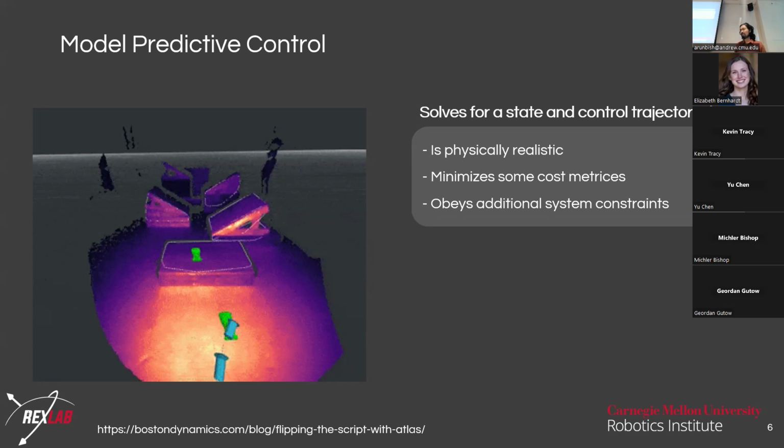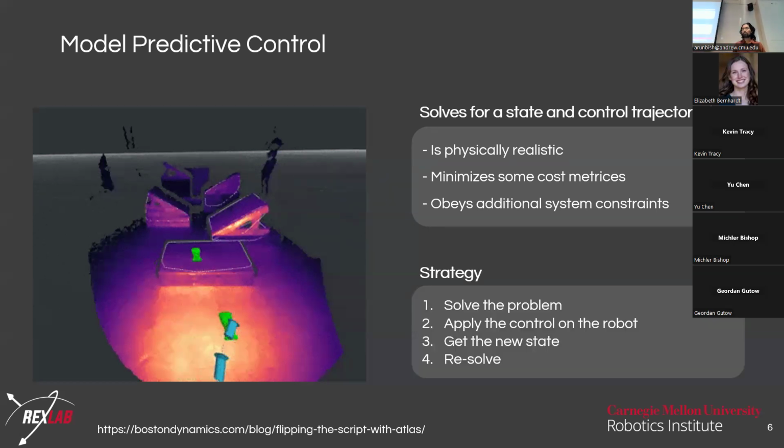And then the general strategy with these MPC problems is that you want to solve the problem, apply the first control from that future state on the robot, get the new state, and this will include anything that comes up because of model mismatch or perturbations or disturbances, and then you resolve the problem, and you do this over and over again.